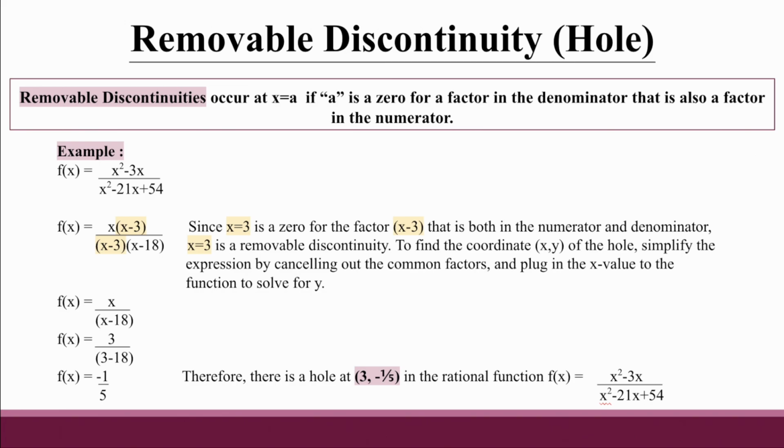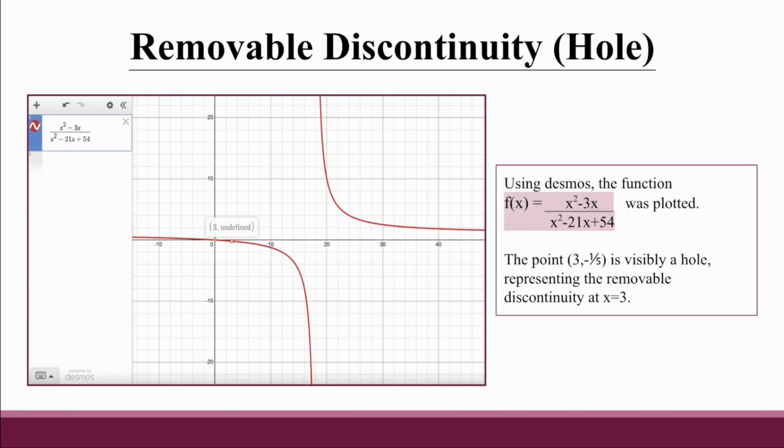So let's start by taking a look at removable discontinuities. These holes occur at x equals a if a is a 0 for a factor that is in both the numerator and the denominator. For example, in the function provided, if we take a look at its factored form, we can see that x equals 3 is a 0 for the factor x minus 3, which is in both the numerator and the denominator. Therefore, there is a hole at x equals 3. To find the exact coordinate of this hole, we have to plug the x value into the simplified equation to solve for y. After doing so, as you can see here in the graph, you would draw a hole at the point (3, negative 1.5).